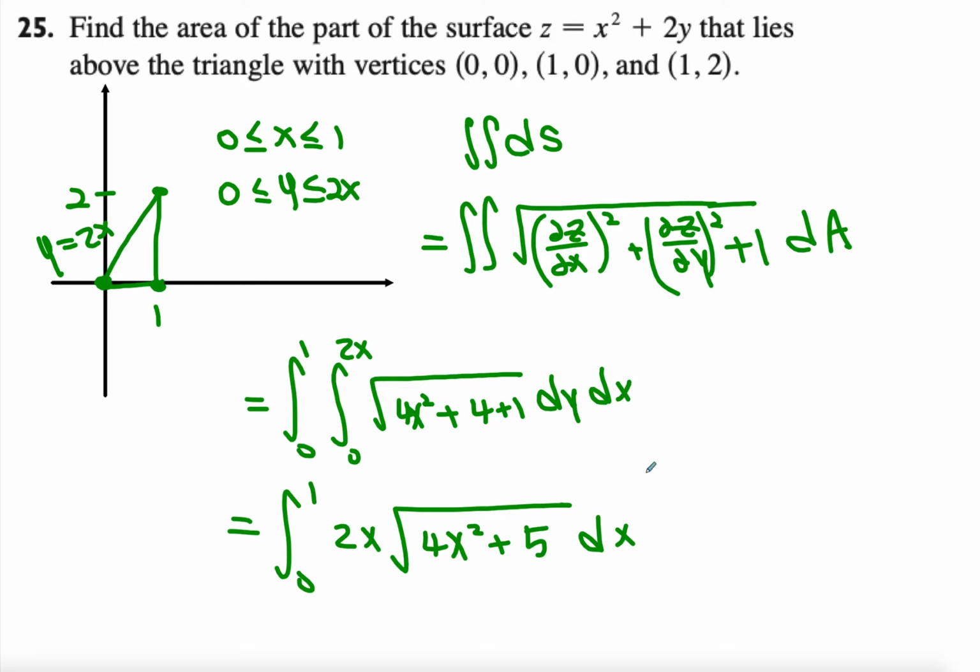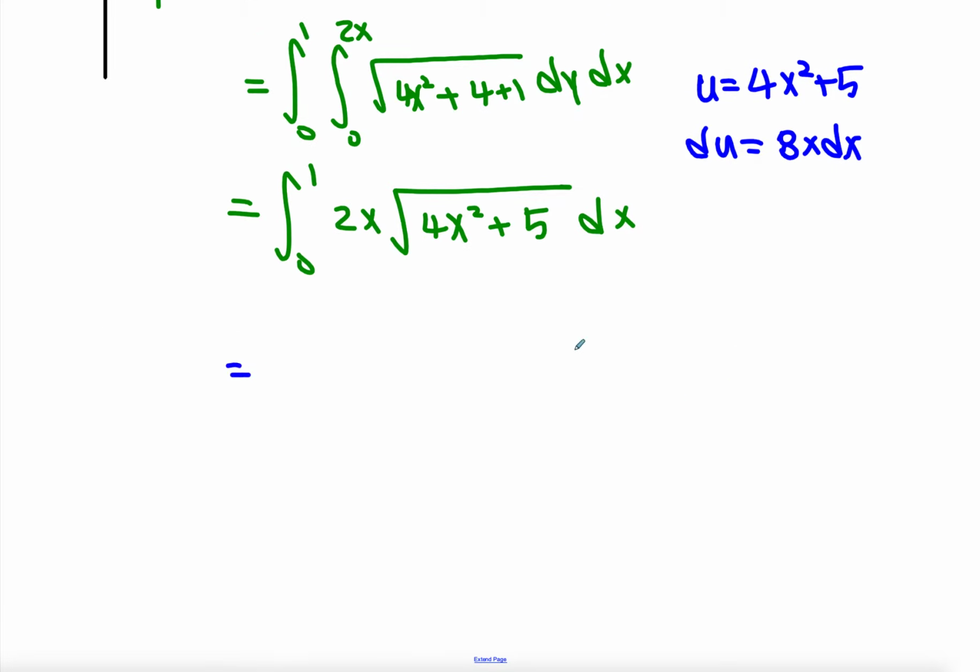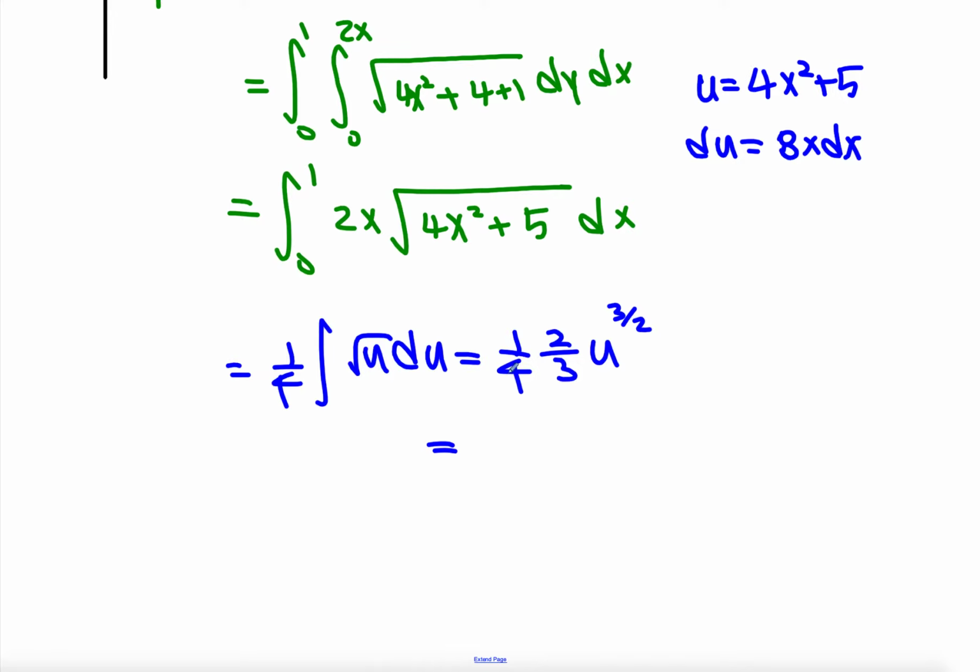All right, then to evaluate this one, I'm going to set u as 4x squared plus 5. Then we get du equals 8x dx rather. So then I can rewrite this in this way: 1/4, because 2 was already there, square root of u du. Then I get 1/4. When you integrate this one, we get 2/3 u to the 3 over 2 power. In other words, 1/6, where u is 4x squared plus 5, to the 3 over 2 power, that goes from 0 to 1.